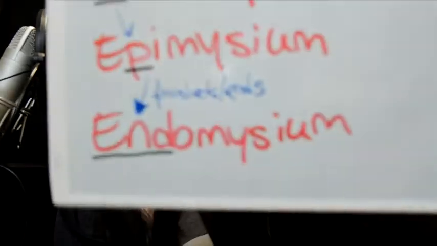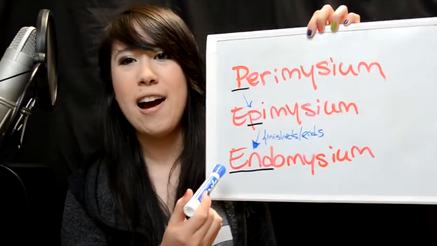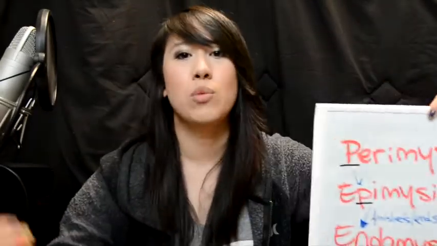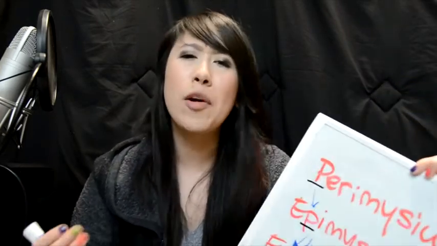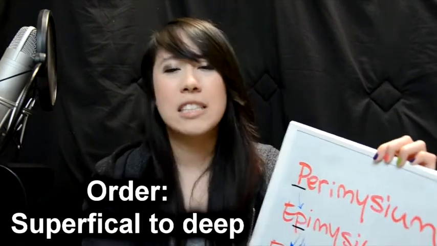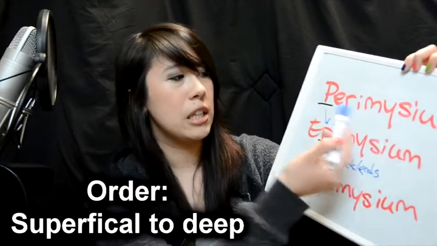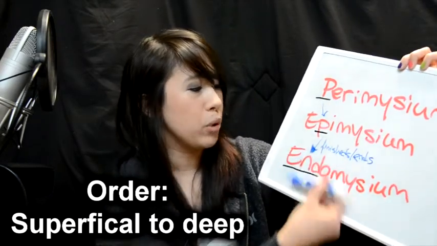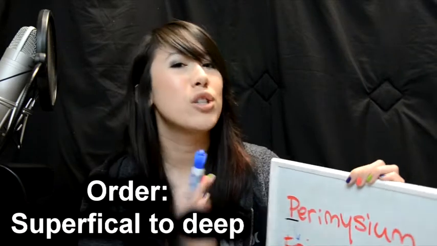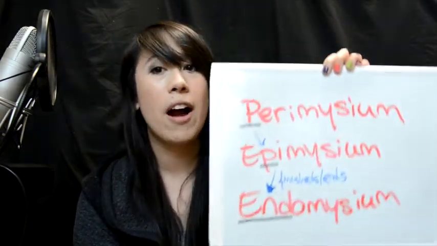When you run a race, you finish at the end, and so that's how I know endomysium is going to be the smallest, the one most deep into the muscle, and that's how I remember this order, because it's kind of confusing, because they're literally just mysium with these prefixes, and it's like, what? So this is a really good way I found to memorize these.